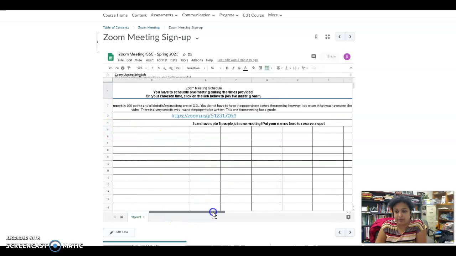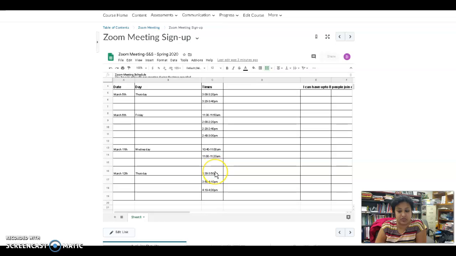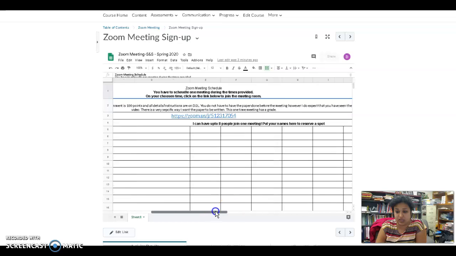You have to attend one Zoom meeting. It is a mandatory Zoom meeting, but it is only one Zoom meeting that you have to attend, and you can attend at any one of these times. There is no restriction on that. It's a 20-minute meeting, and the expectation is the meeting is about your first observation paper.